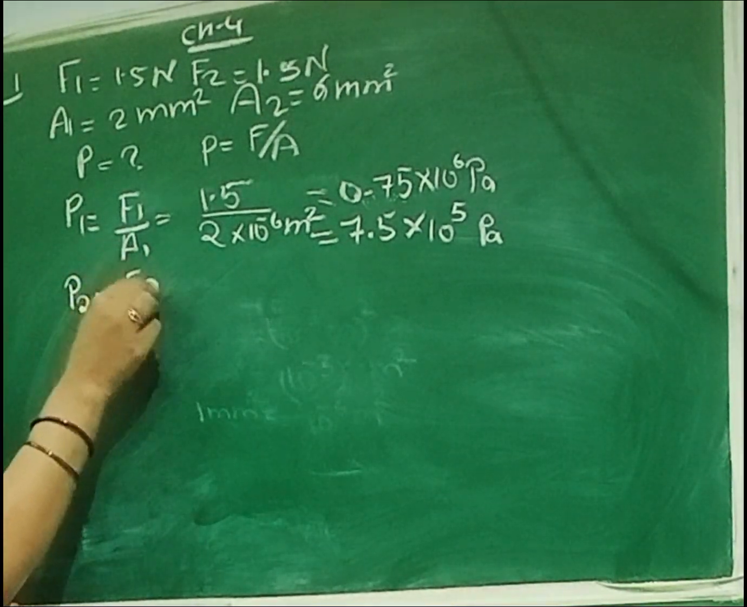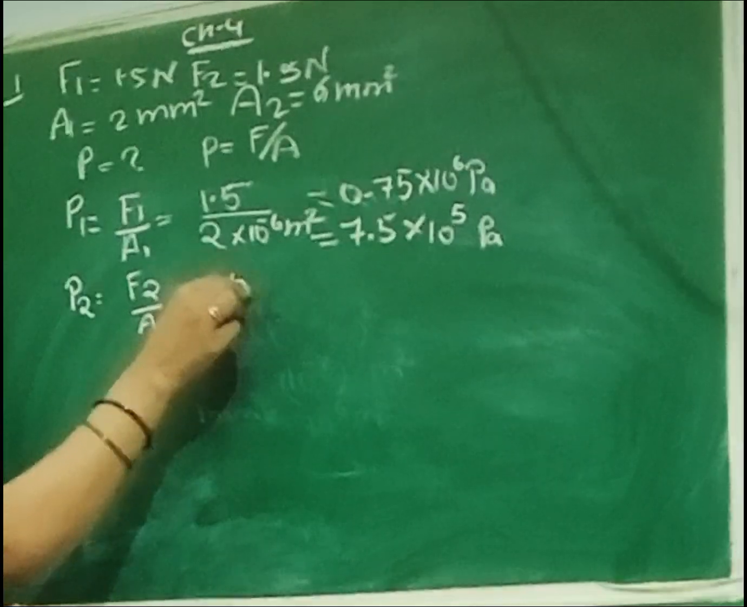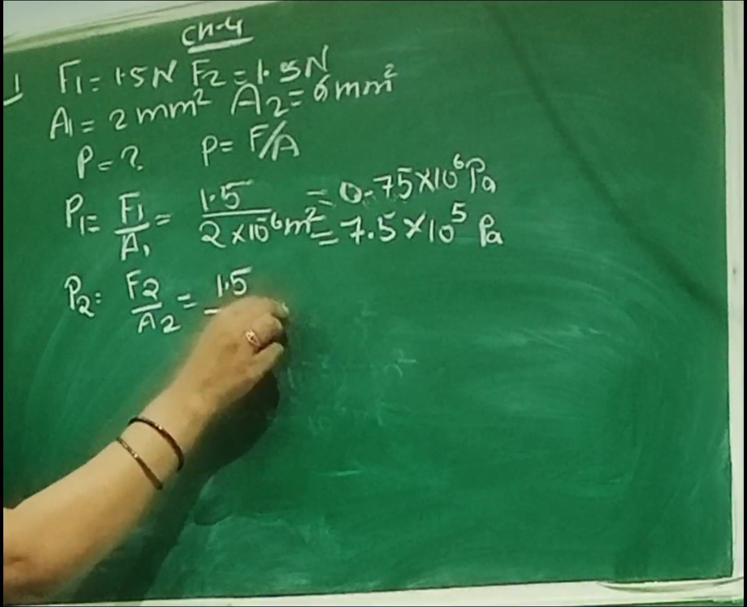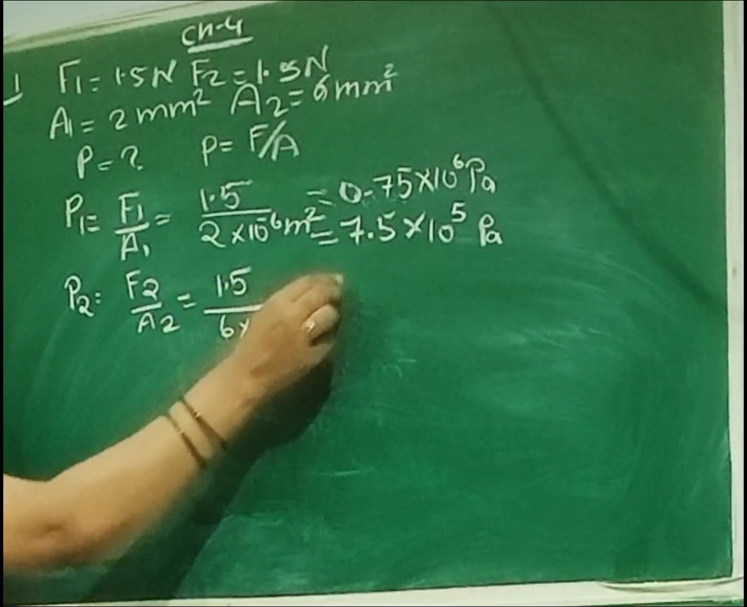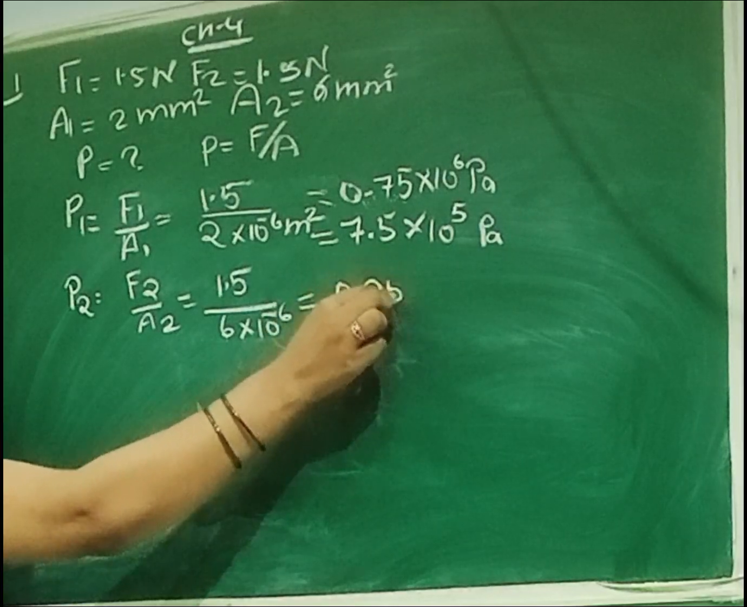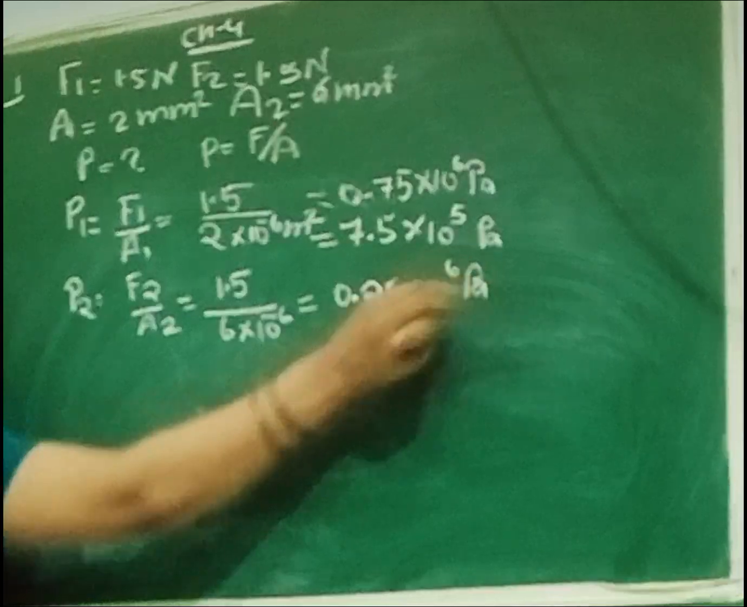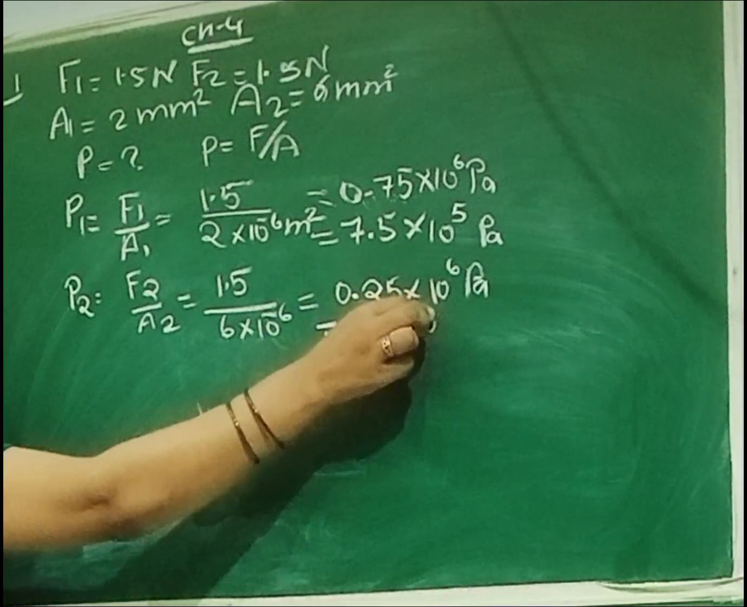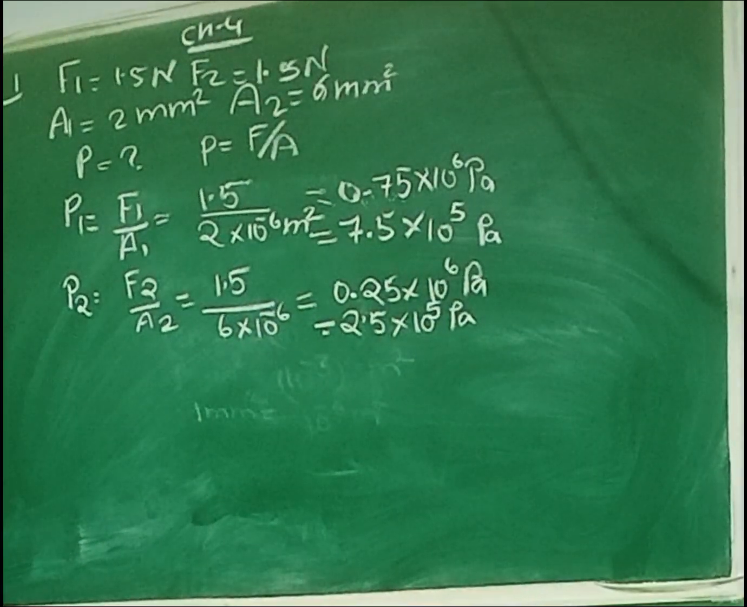अब सेकेंड P2. सो F2 अपॉन A2. F2 की वैल्यू क्या दी हुई है, 1.5 ही दी हुई है, और A2 दिया हुआ है 6 और मिलीमीटर स्क्वायर को चेंज करेंगे तो 6 इंटू 10 टू द पावर माइनस 6. अब इसको सॉल्व करते हैं. 6 zeros are 0, 6 2s are 12, 3 6s are 18, 5s are 30, 0.25 इंटू 10 टू द पावर 6 पास्कल. या फिर स्टैंडर्ड फॉर्म में क्या हो जाएगा 2.5 इंटू 10 टू द पावर 5 पास्कल. ये है आपका आंसर नंबर 1.